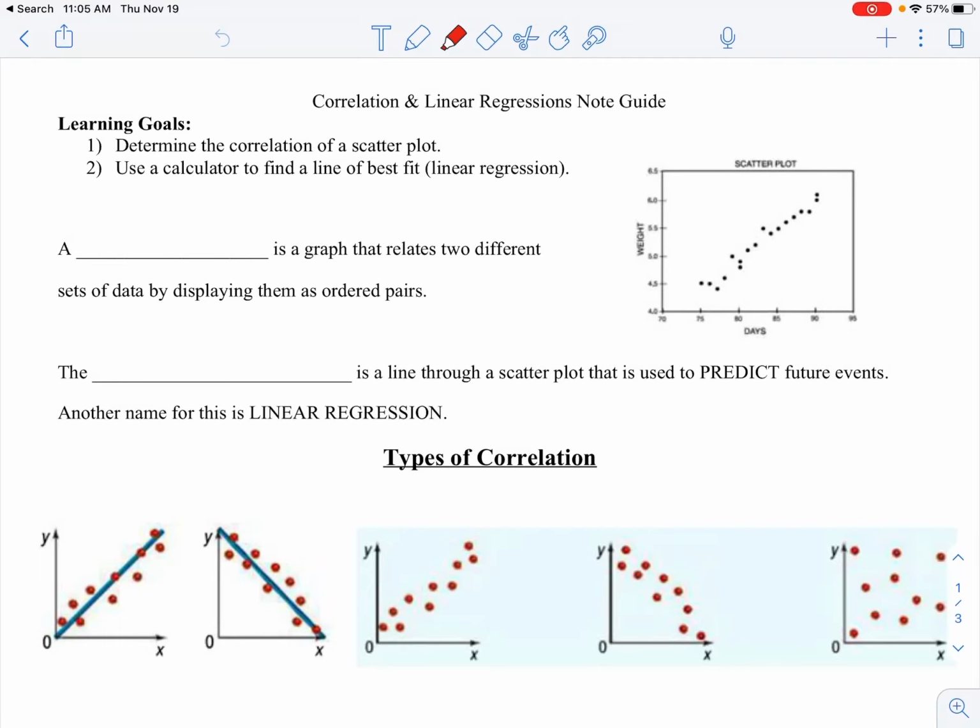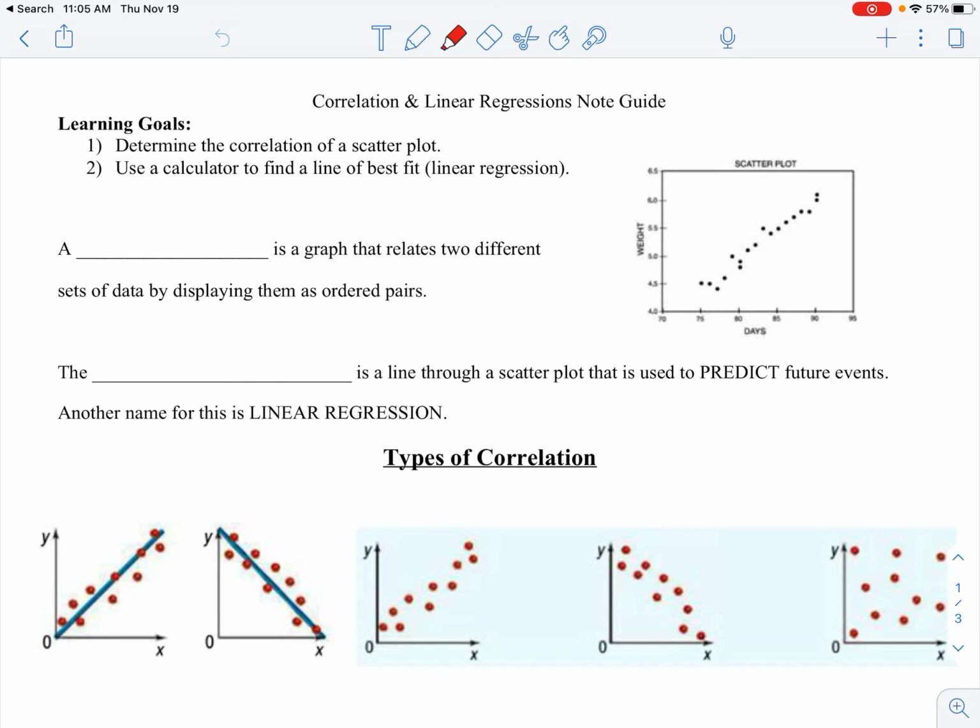We are going to look at correlation and linear regressions. We're not going to get too far into this right now because I do have a document for you called Calculator Help, I believe, and you can go through it step by step and figure out some of these problems. Let's start with the basics though. Determine the correlation of a scatter plot and use a calculator to find the line of best fit.